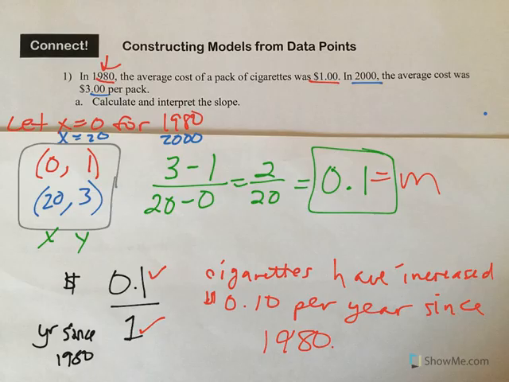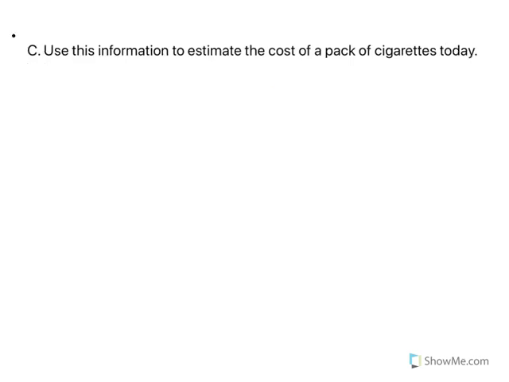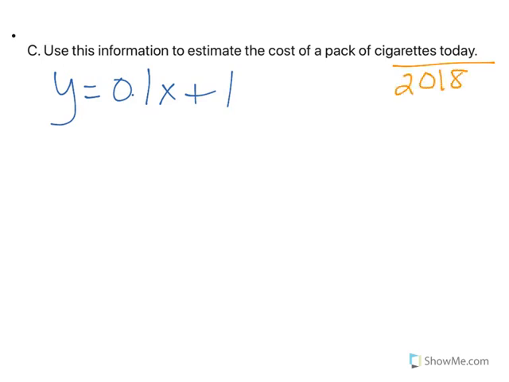I know that my slope is 0.1, so let's construct a linear model. If my x value here is 0, then my y-intercept is 1. So y equals slope times x plus my y-intercept, and that would be our linear model after 1980. Use this, y equals 0.1x plus 1, to estimate the cost of a pack of cigarettes today. Today we are in the year 2018. Remember, x was 0 for 1980, so if we're talking 2018, how many years later is that? 38. So x would have a value of 38.